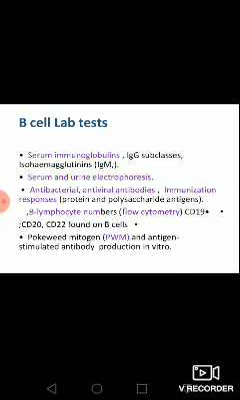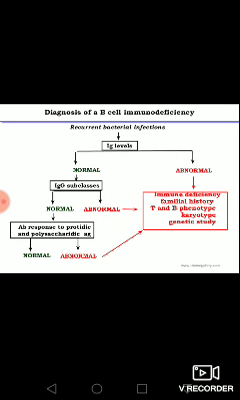What about the lab tests used? The serum immunoglobulins, like immunoglobulin G or immunoglobulin M. Also, serum and urine electrophoresis may be done. Antibacterial and antiviral antibodies and immunization response also may be used, along with flow cytometry for CD19, 20, and 22 found on B cells. Also, in vitro studies using mitogens like pokeweed mitogen, which stimulates antibody production by the B cell.